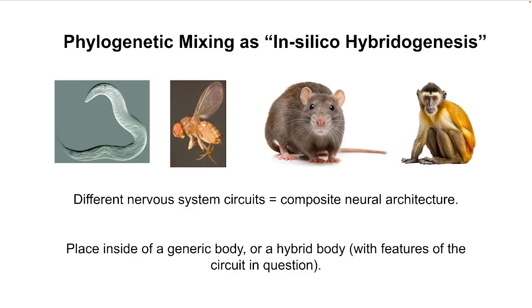So different nervous system circuits or different agent phenotypes, different agent embodiments equals a composite neural architecture or a composite agent architecture. So we can place these inside of a generic body or a hybrid body with features of the circuit in question.